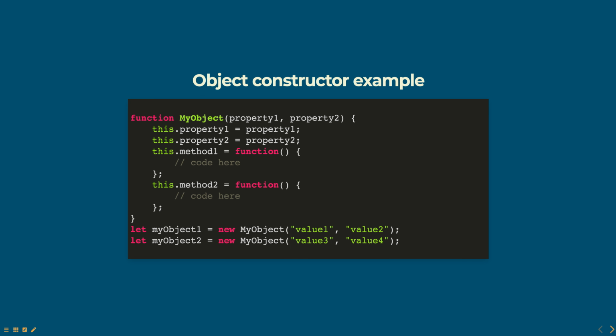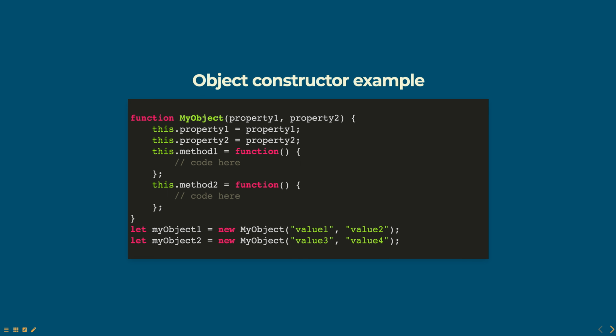JavaScript also has built-in objects such as array, date, math, number, and string, which can be used to perform common tasks such as manipulating arrays, working with dates and times, performing mathematical operations, and working with strings.